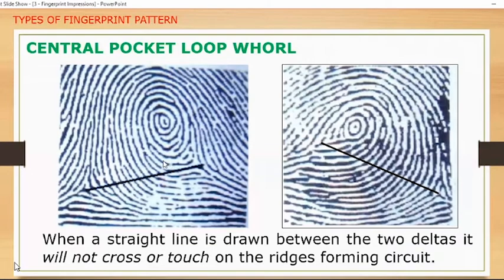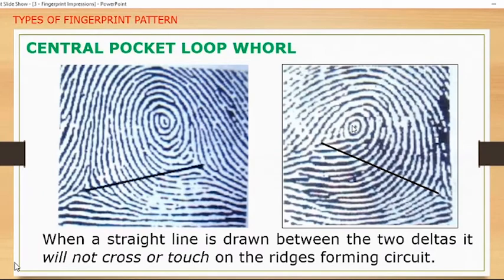Diba? Ito lang ang may complete, kasi itong ridge na ito, hindi na siya umikot kasi lumabas na siya. Making a complete circuit. So the radius making a complete circuit did not cross or touch by your straight line. Kaya ang tawag dyan ay central pocket loop wall.